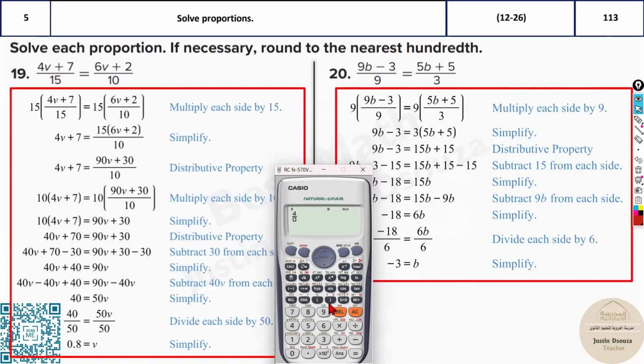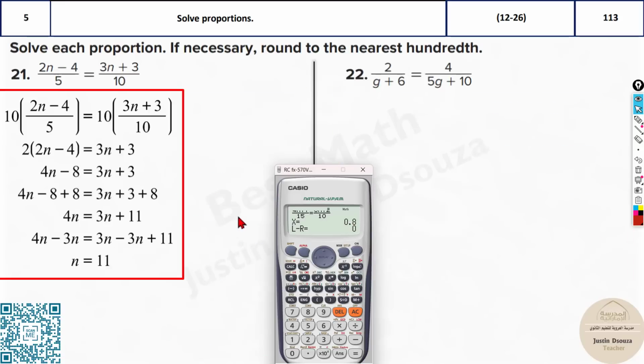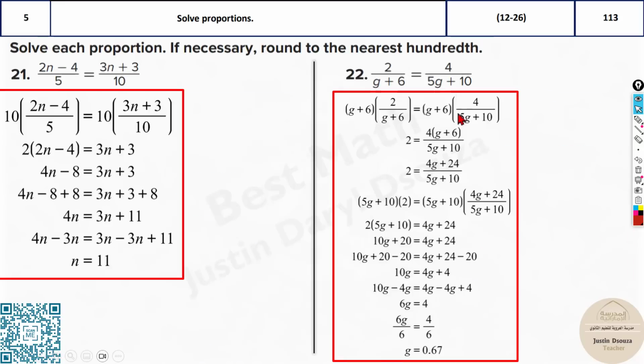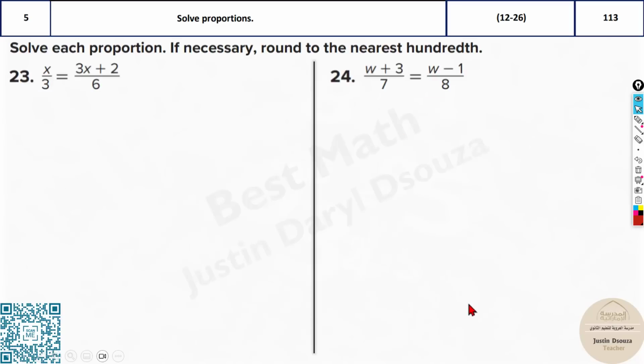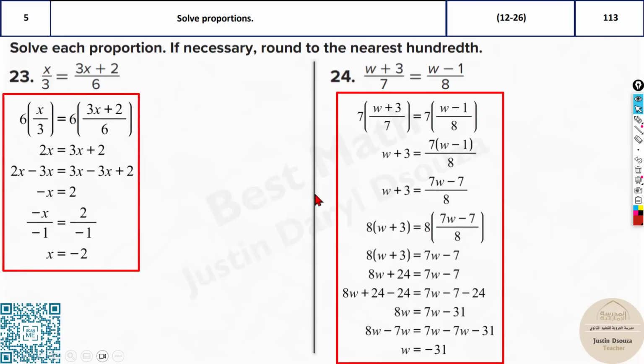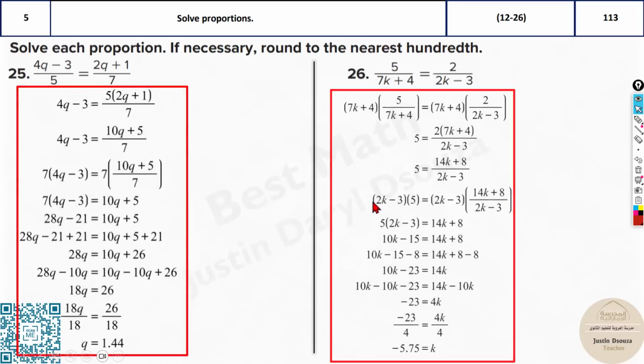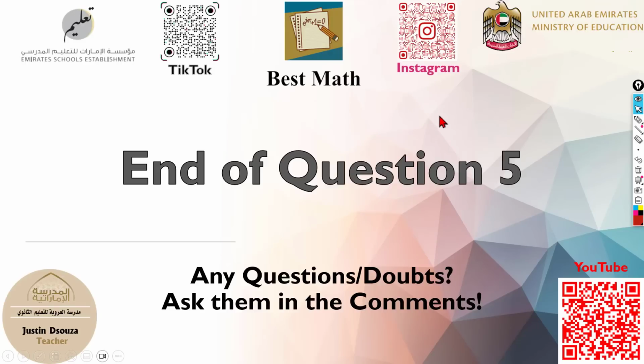It's 4x plus 7 divided by 15 equals, here we have 6x plus 2 divided by 10. And you just press shift, solve, equal to, the answer is 0.8. Please try all these problems, and there you go. These are the answers over here, and very easy, all in the calculator. This is it. There are no different problems, they're all the same, and that's the end of the proportion topic.